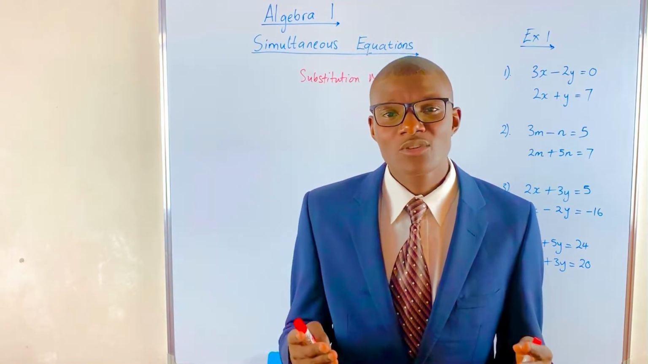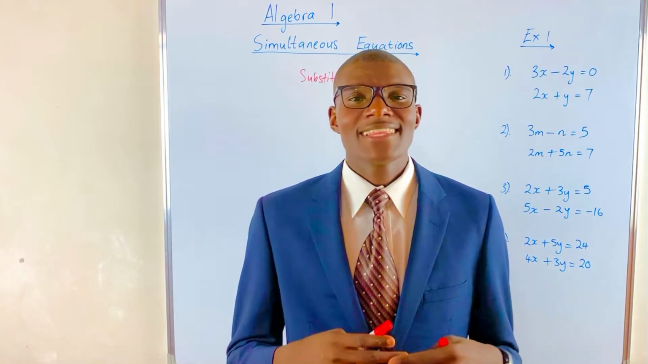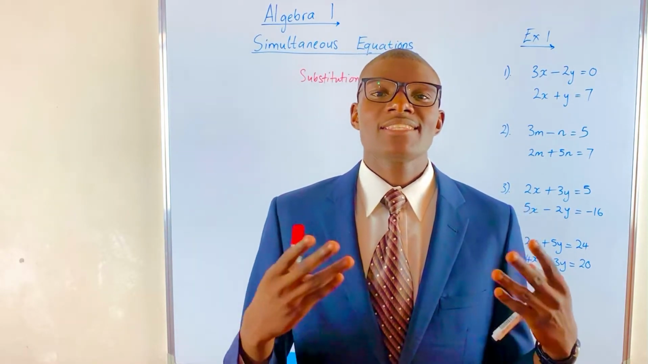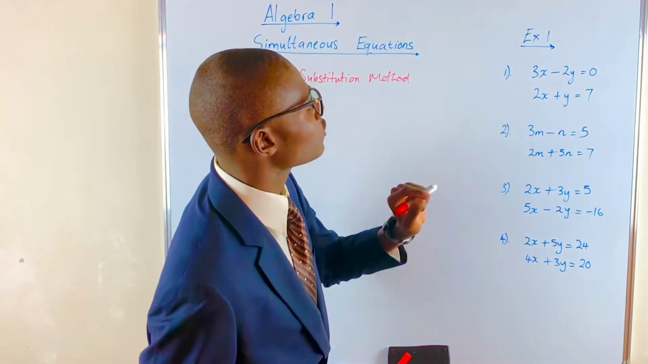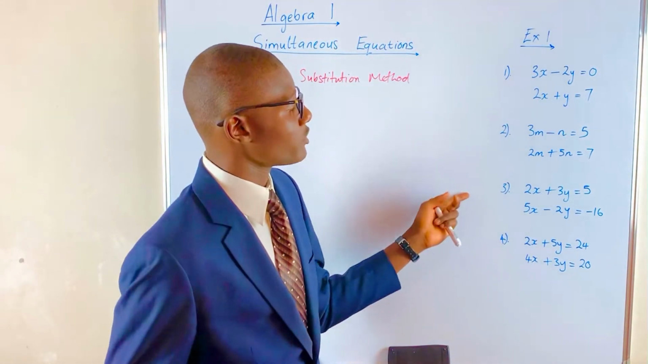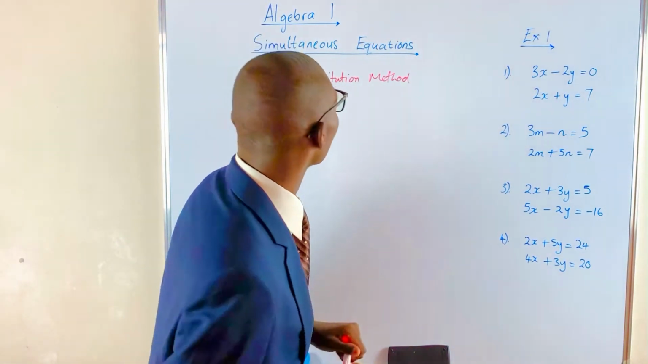So there are two methods that I'm going to talk about that we use when solving simultaneous equations. There is the substitution method and then there is the elimination method. For number one and number two, we would like to use the substitution method, and then for number 3 and 4, we use the elimination method.